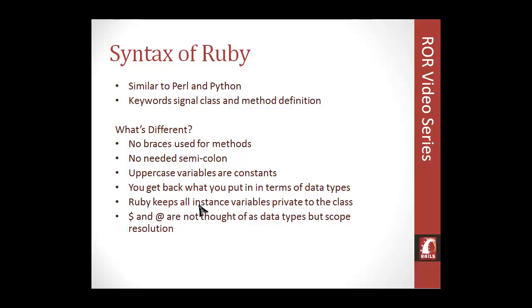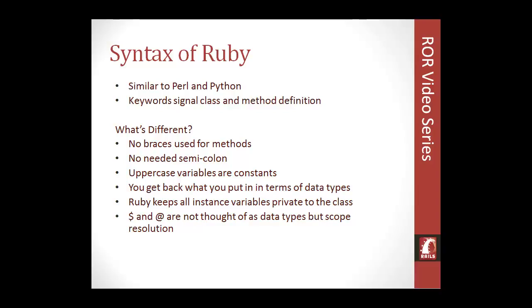Let's see, Ruby keeps all instance variables private to the class. The $ and the @ are not thought of as data types but scope resolution. So when we declare a variable, we don't have any kind of symbol or character on the front of it. If we do have a $ in front of it, then that usually means that it's a global variable. So only global variables would have that.